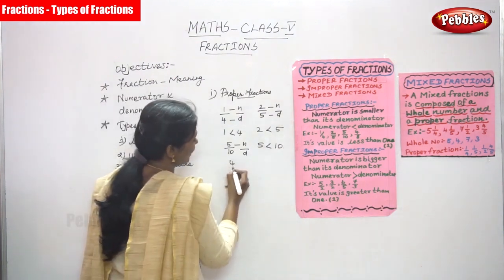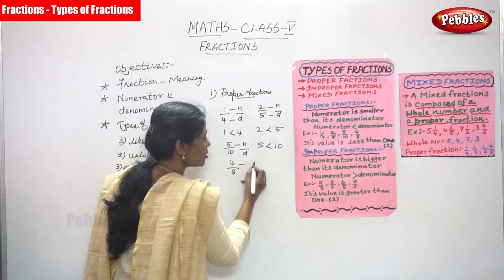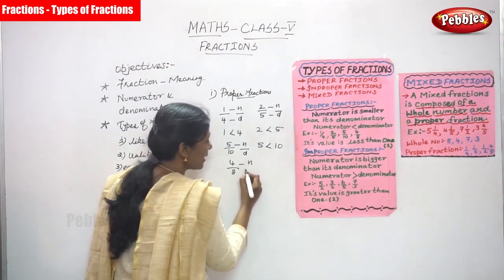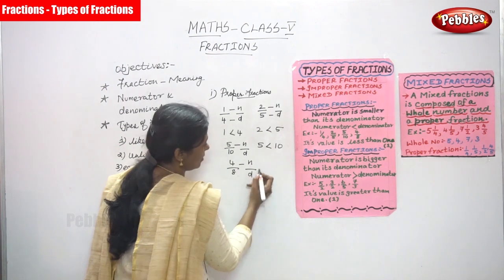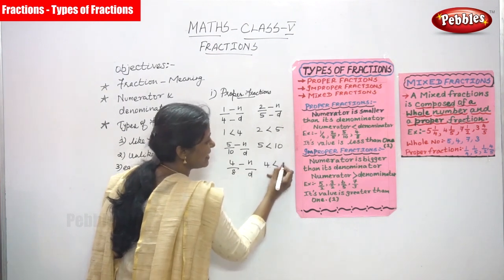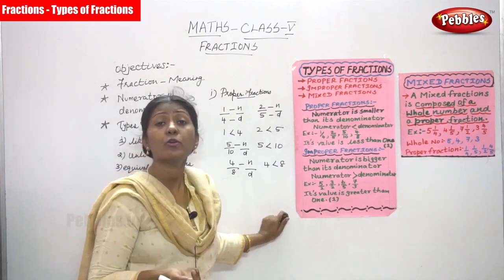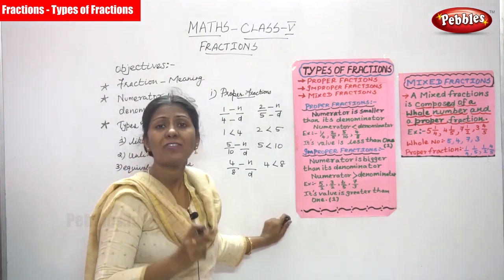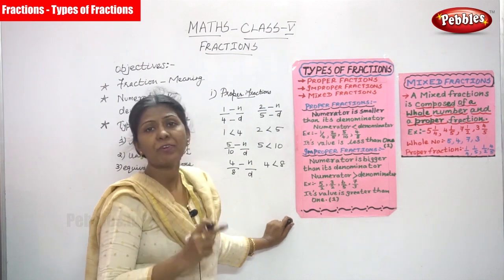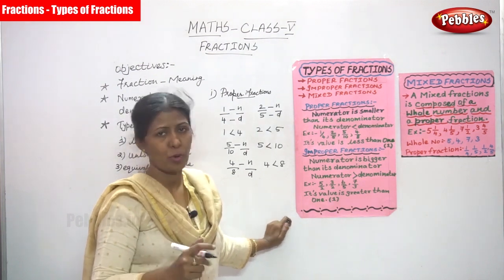Next we go to the next sum, 4 by 8. What is the numerator? 4 is the numerator, and you know that very well, 8 is the denominator. So 4 is less than 8. You understood very clearly, it is a proper fraction. What is the value of a proper fraction? A proper fraction is always less than 1.